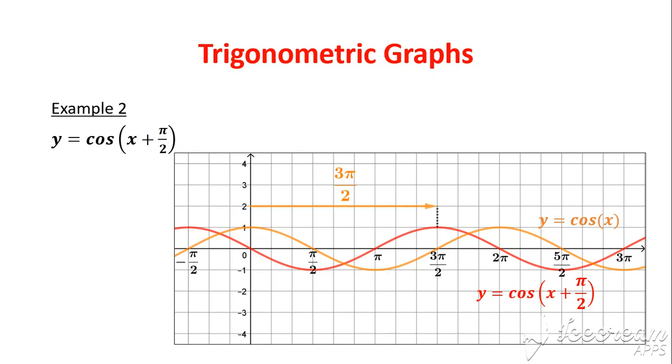Now, we could have moved it to the right by 3 pi over 2, and we could have written down this equation instead: cosine bracket x minus 3 pi over 2, because if we put a minus inside the brackets, we move to the right. So both of those equations represent the new graph, but one has been shifted to the left, one's been shifted to the right.